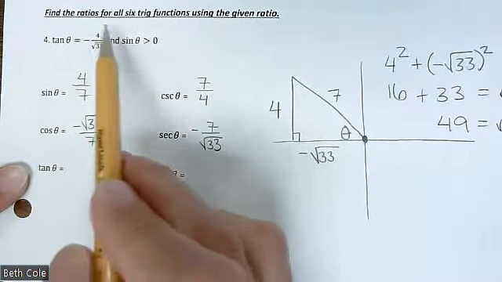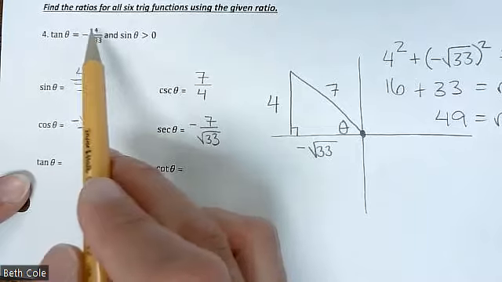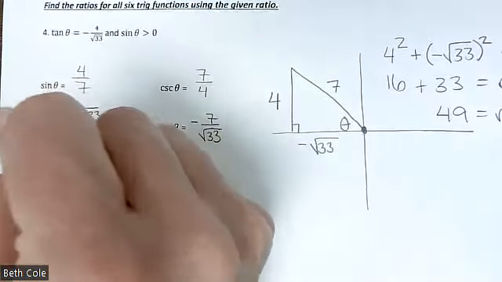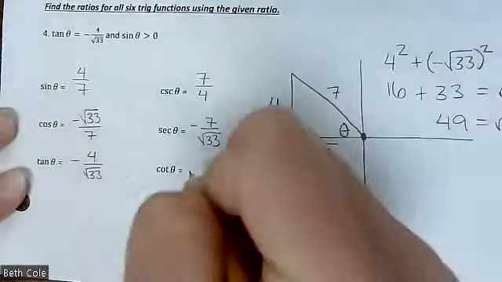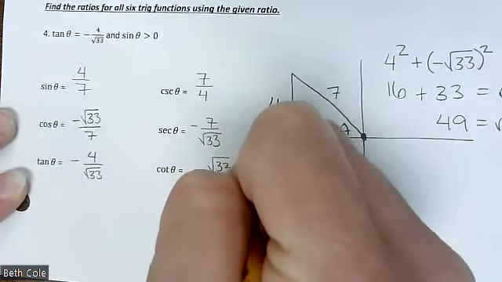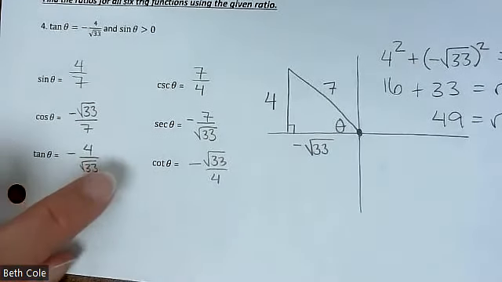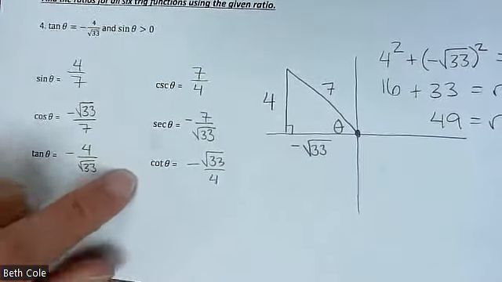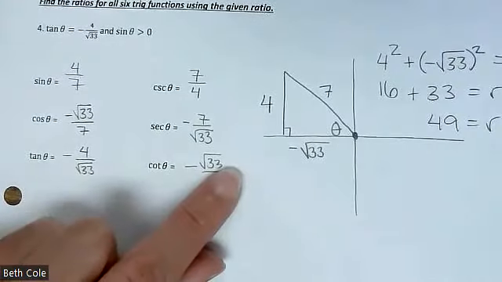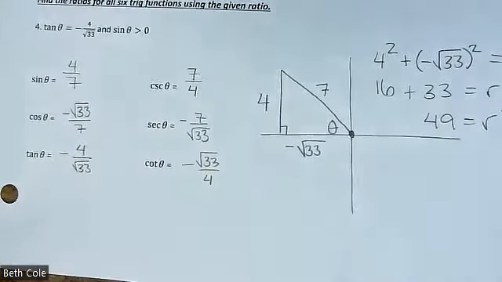Tangent is opposite over adjacent. That one was actually given to you in the problem, though. Negative 4 over square root of 33. And so cotangent, negative square root of 33 over 4. The reason why I wait to fix them is if you rationalize this, it gets messier. And then if you go to flip it to get cotangent, it becomes harder. So I just write them all out first.